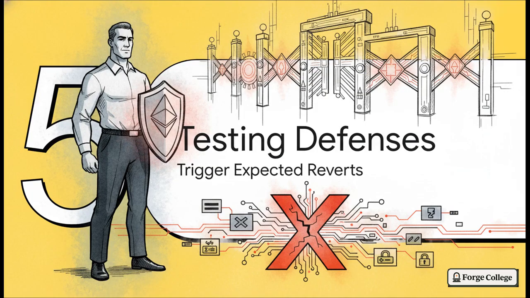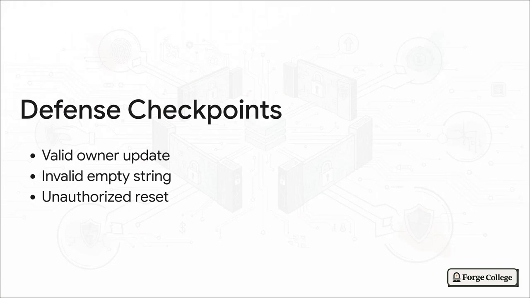Section 5. Testing your defenses by intentionally triggering expected reverts. Because let's be real, a bouncer is completely useless if you don't test them. To truly verify our contract, you're going to need to execute 3 specific checkpoints locally using either Hardhat or Remix, targeting Solidity 0.8.0 or higher. We want to attempt a valid update, an invalid update with an empty string, and an unauthorized reset attempt. This proves our storage remains perfectly unchanged during an attack.